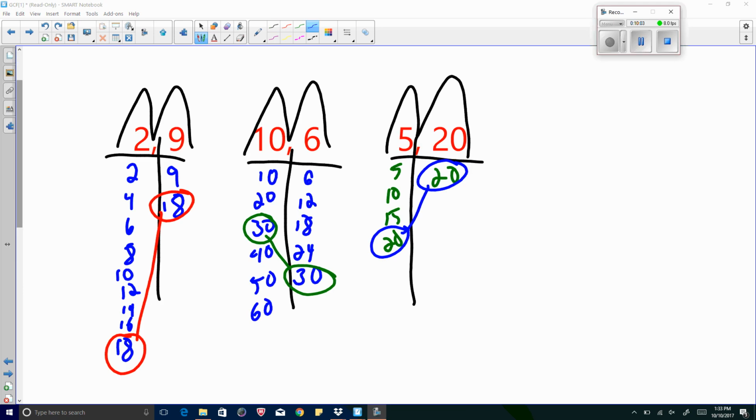Okay, well, how'd you do? The least common multiple of 2 and 9 is 18. Least common multiple of 10 and 6 is 30. And the least common multiple of 5 and 20 is 20. Well, that's all I have for this quiz, those 3 little topics, and I think you'll do pretty good. Good luck.